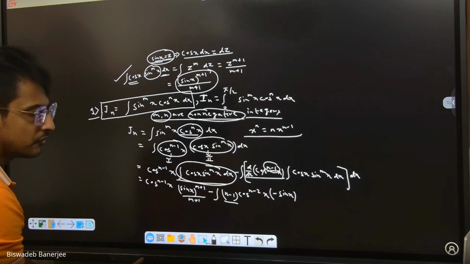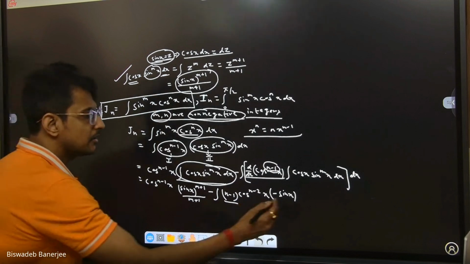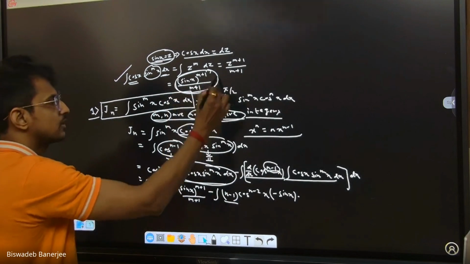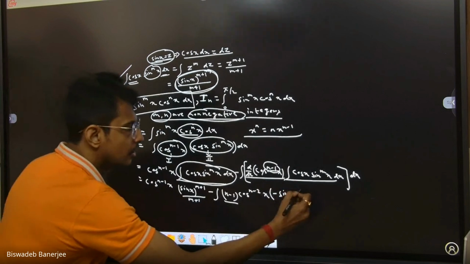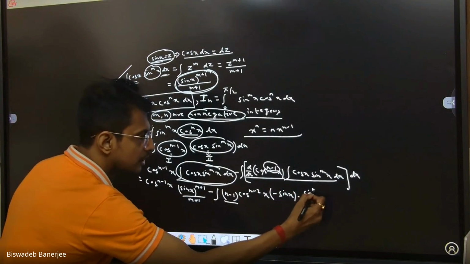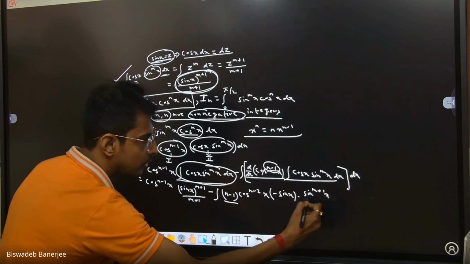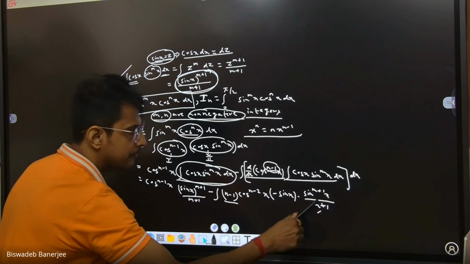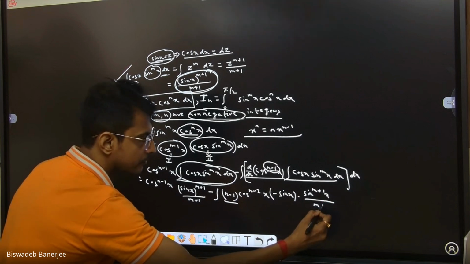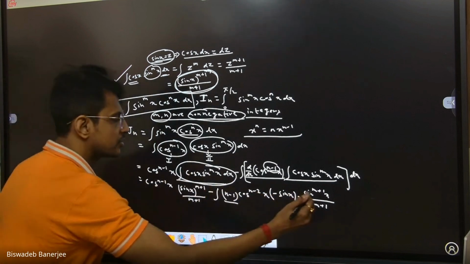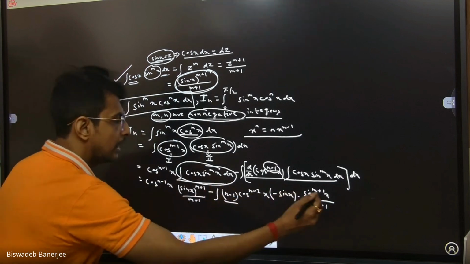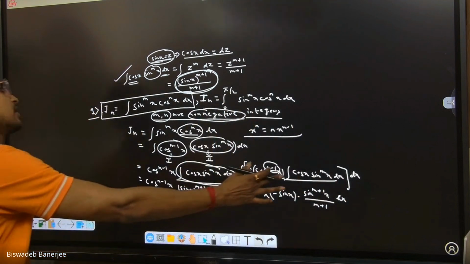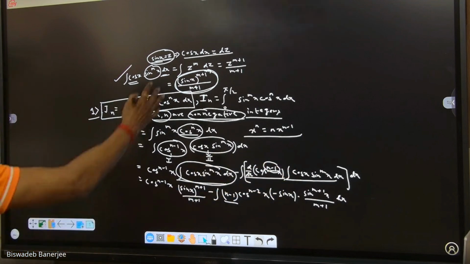Just pause this video and write down this derivative part. And what about this integration portion? We know that this integration portion is this. We have done this integration here, and we are putting the value of this integration here. And then dx. This dx remains as it is. Just write down this integration.